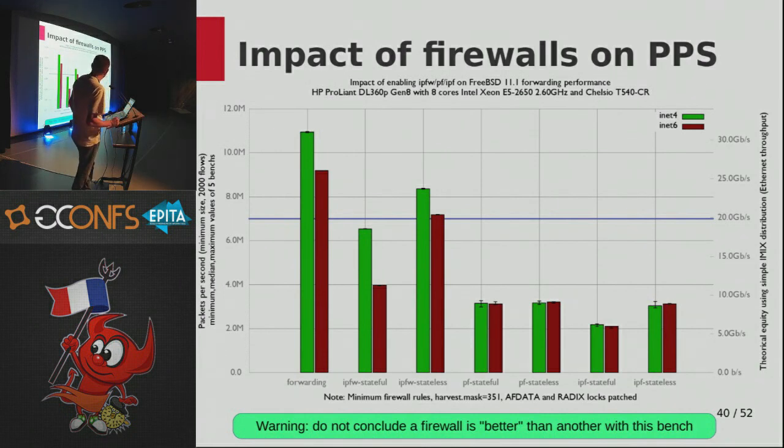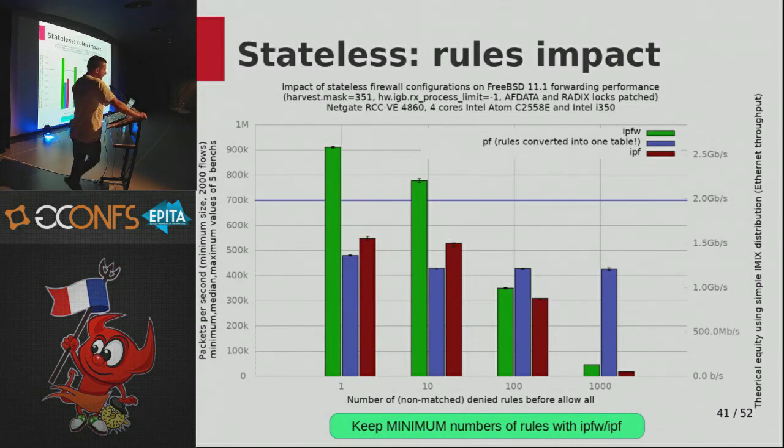Now, let's dig a little bit into what a firewall technically is. Let's do a next bench where, in front of my single allow rule, I add lots of deny rules with a non-existing IP in my lab. And I try it with 1, 10, 100, 1,000 rules. You can see that now I switched my hardware. I don't use my big Xeon 8 core anymore. I use one of my smallest, a Netgate. It's a 4-core Atom.